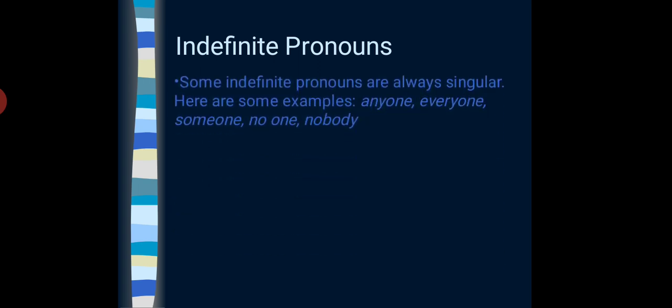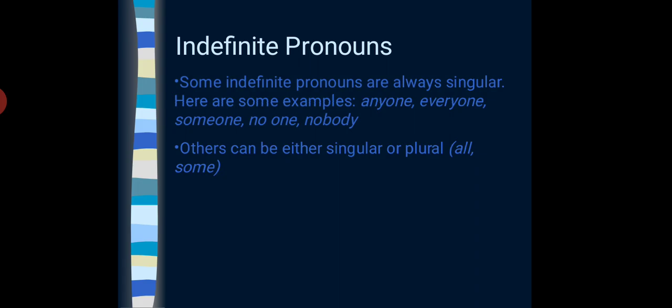Indefinite pronouns. Indefinite pronouns are ones which we are not sure of. The pronouns which are not definite, we are not sure. What are they? Let's see. Some indefinite pronouns are always singular. Here are some examples: anyone, everyone, someone, no one and nobody. These pronouns are always singular. It doesn't matter wherever they come, like anyone, everyone, someone, no one and nobody.